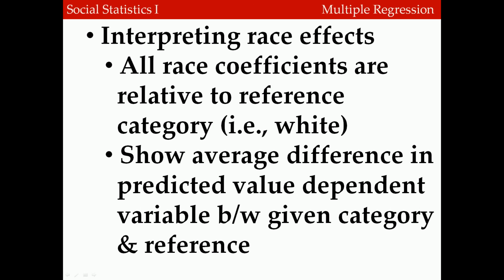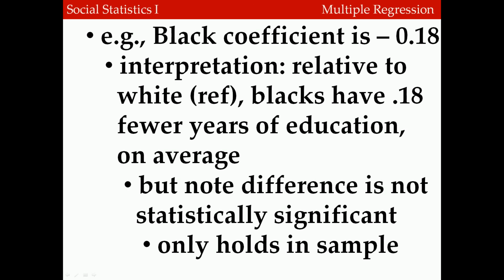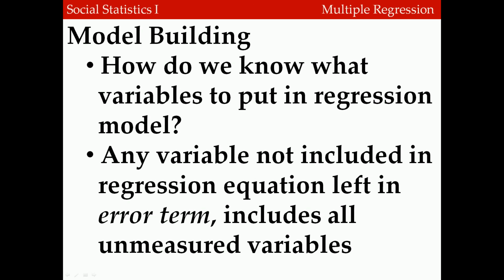So basically, all the race coefficients were interpreted relative to white, the reference category, and they show the average difference in the predicted value of the dependent variable relative to the omitted reference category. So the black coefficient, again, was negative 0.18. We interpret that to say that blacks have 0.18 fewer years of education on average than whites, but the difference isn't statistically significant, which means it only holds in this sample. And we have the same interpretation for other.